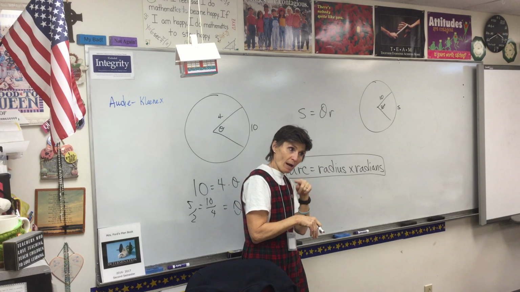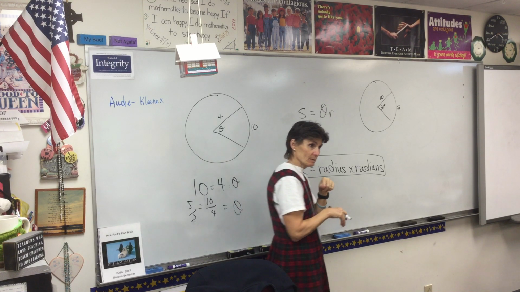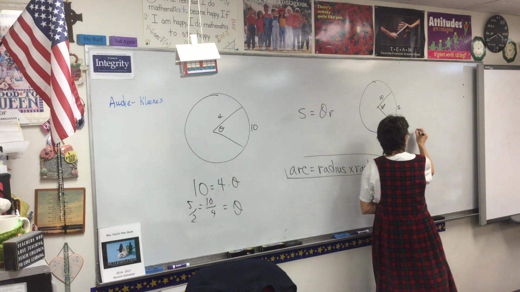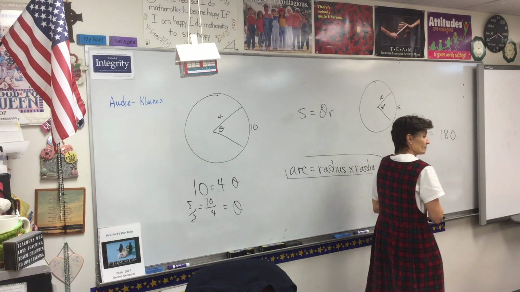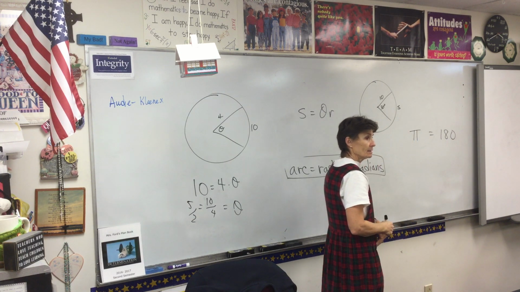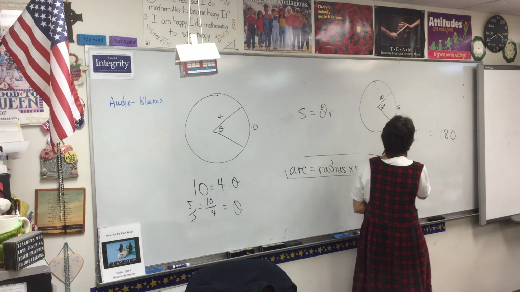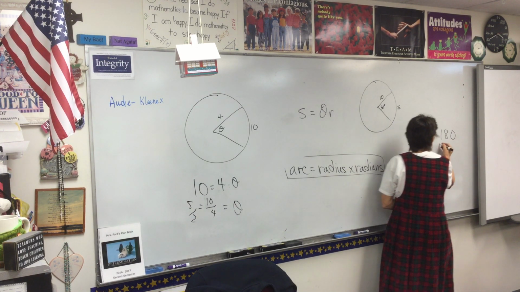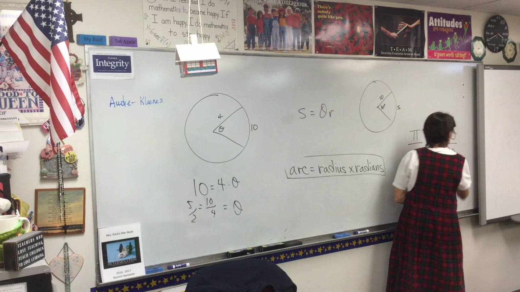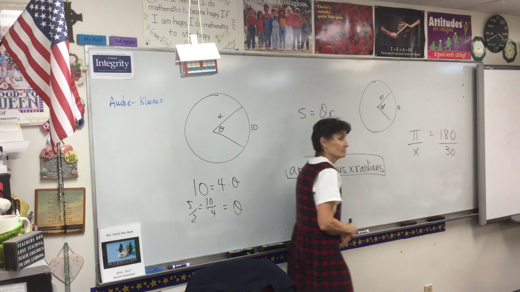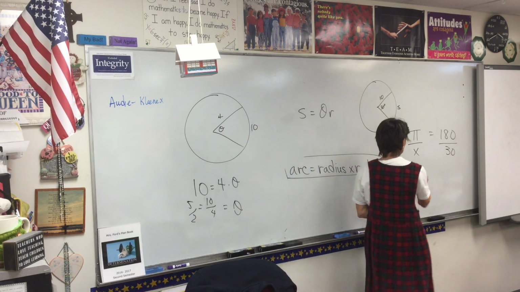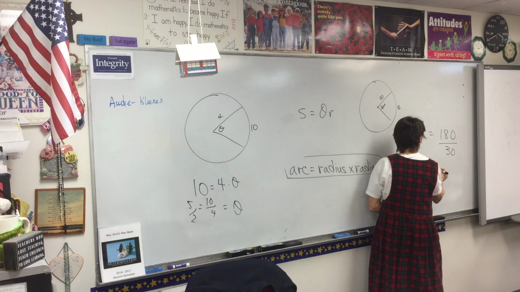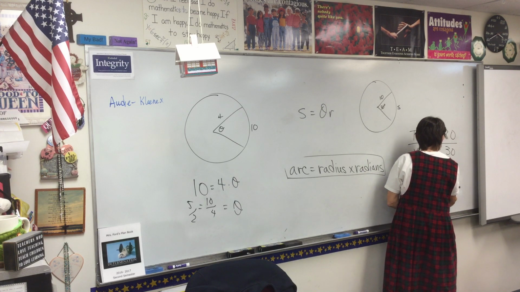Now remember, we just practiced this a minute ago. I know pi is 180, right? I want to know how many radians are 30 degrees. So I'll cross multiply. 30 pi equals 180x.